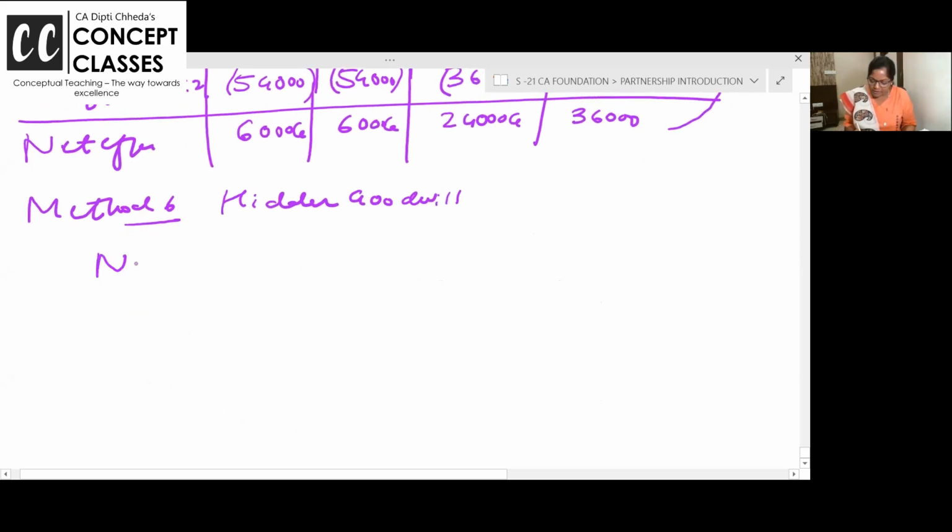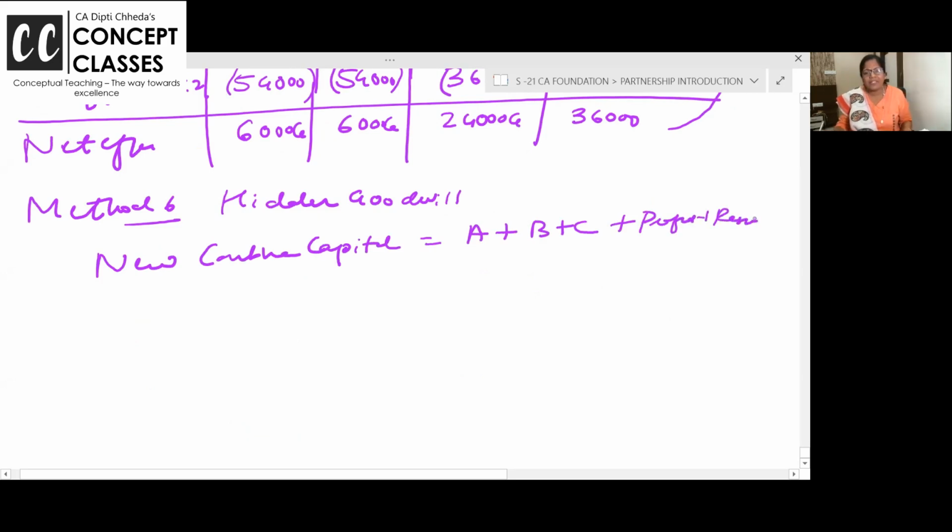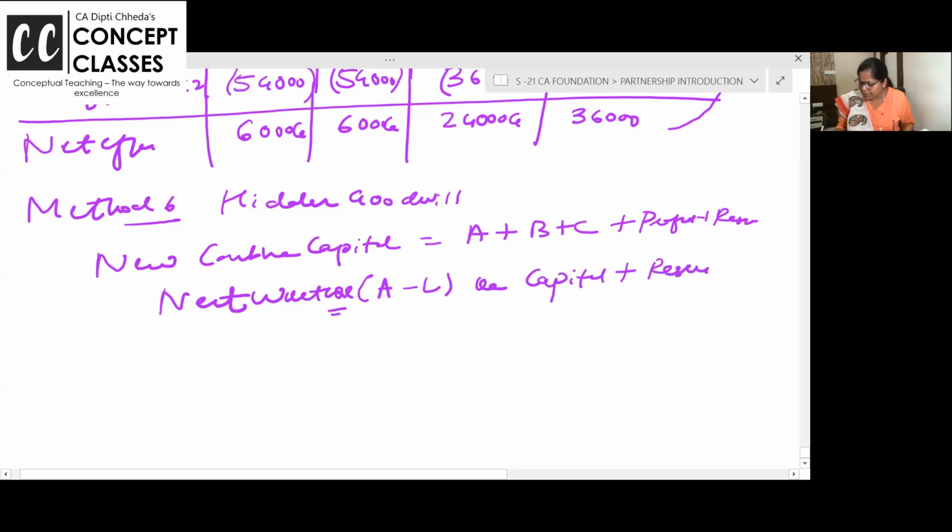What is the new combined capital? New combined capital is A plus B plus C plus profits plus reserves. Correct or not? Net worth is capital, reserves and profit together. Or another way of calling this, remember this name, net worth, is all the capital, profit and reserves, or assets minus liabilities, or capital plus reserves and all accumulated. Go from the balance sheet side or the liability side. I hope you are getting this term's name, net worth.